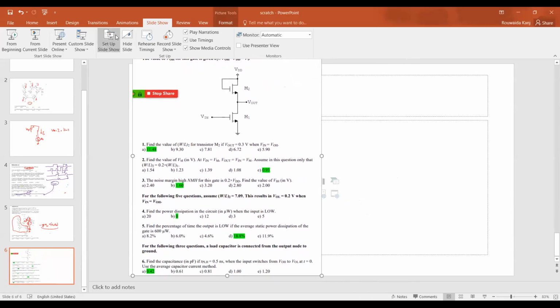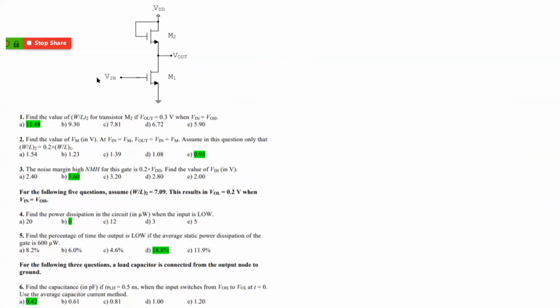Okay, so this is the inverter question. Let's look at it together. So the question is: find the percentage of time the output is low if the average static power dissipation is 600 microwatt. Okay, so let's see how you solved it. How did you think about it? What is P static? It is the average, VDD times ID, right?